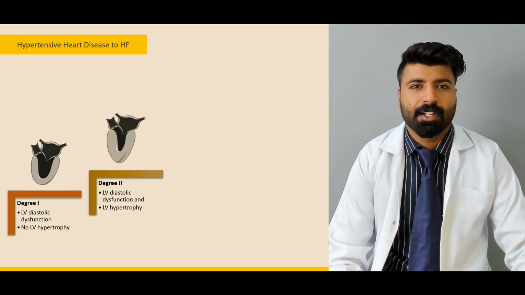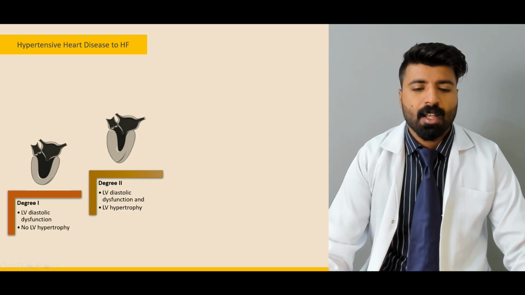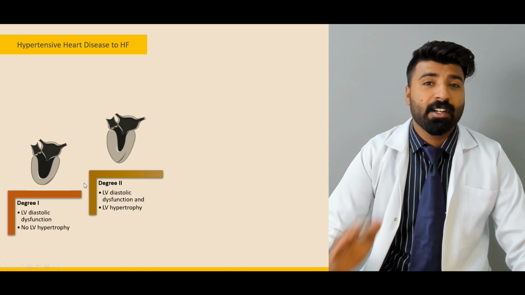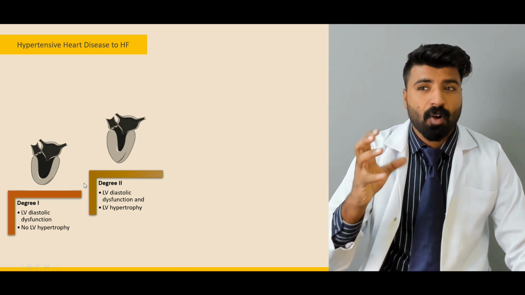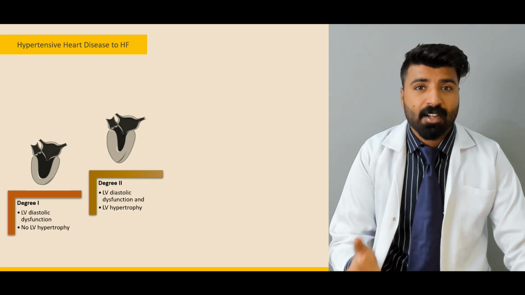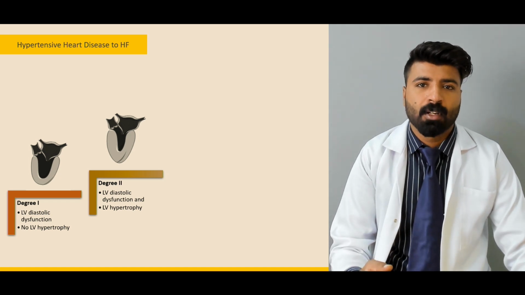What will happen in the second degree? It will get worse. In this, left ventricular dysfunction and left ventricular hypertrophy. Now left ventricular dysfunction is still there. It's not getting enough blood. It's not pulling blood. It's not accumulating blood. And now left ventricles are hypertrophy.